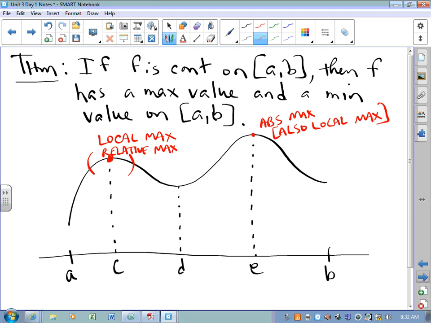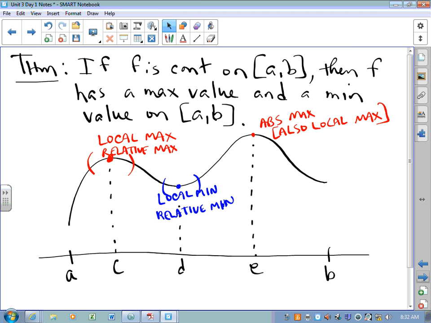Because if you are the absolute max, then you are also a local max, because I can draw an open interval containing point E for which that y value is as high as we get in that open interval. Similarly, at D, we have a local min. F of D is a local minimum value. X equals D is the location of the local min, or if you like, a relative min, because I can draw an open interval containing point D where that point is as low as we go.